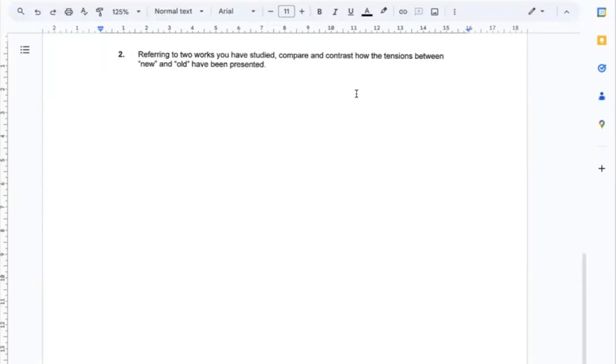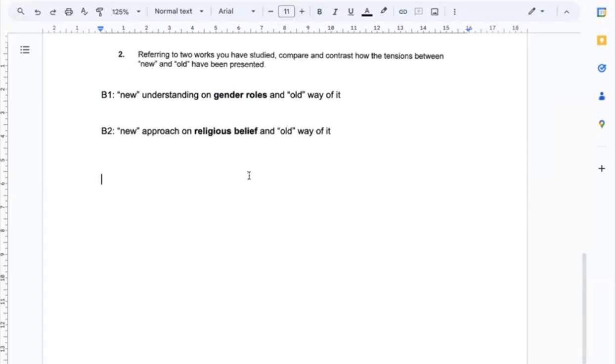Question number 2, referring to 2 works you have studied, compare and contrast how the tensions between new and old have been presented. This one is a pretty classic type of essay prompt, fortunately. So perhaps my body 1 can talk about the new understanding on gender roles and its comparison with the old way of it.